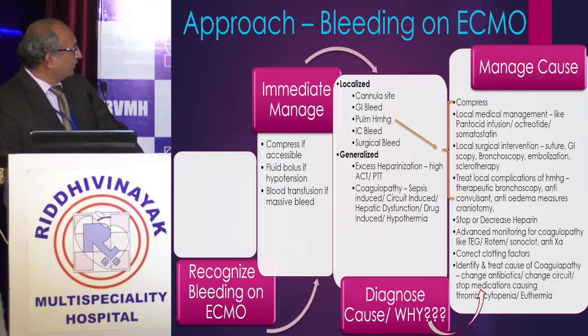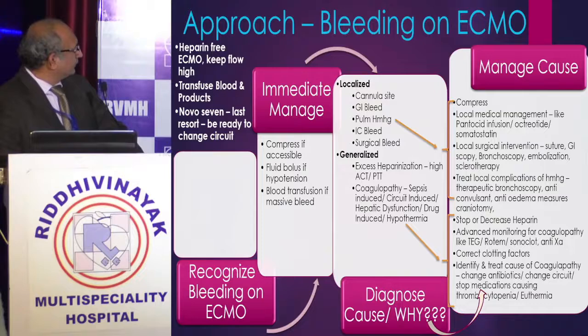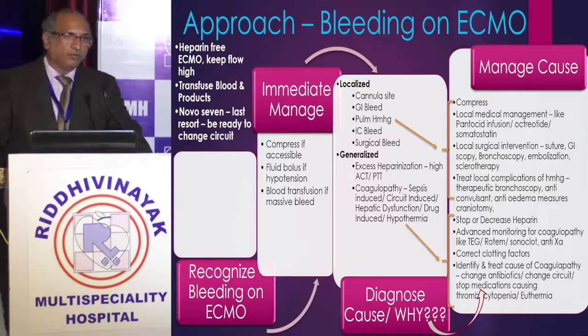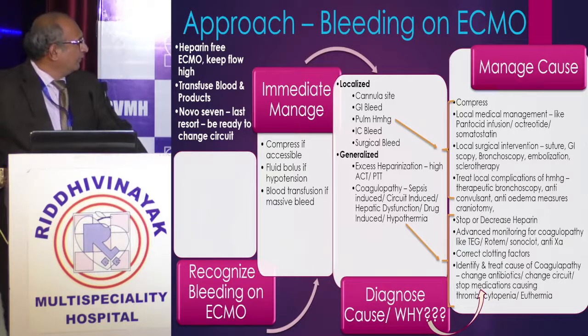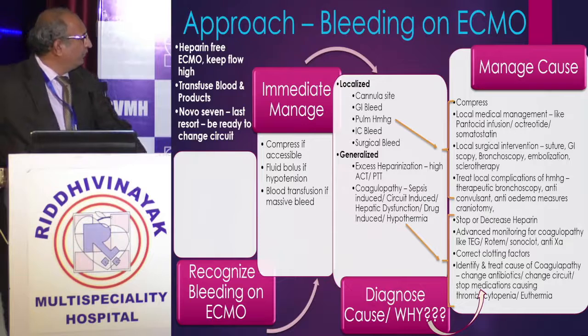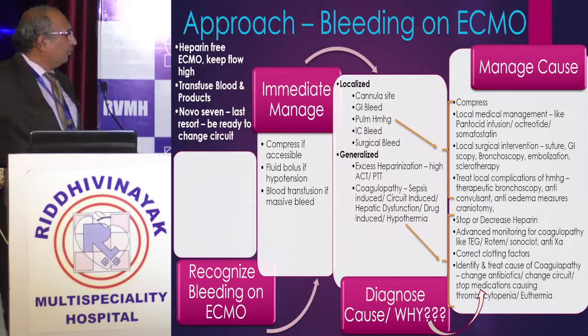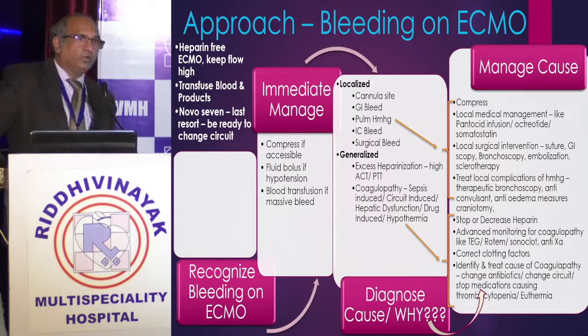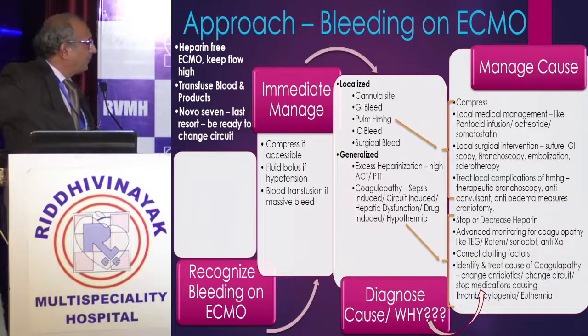If it is just a cannula site, just compress it. If it is local, just give some local medication. If it's a GI bleed, give pantoprazole infusion, octreotide or somatostatin if you need to. Do a local intervention. If it is a cannula site, just take a suture and see whether bleeding stops. If it is pulmonary hemorrhage, do bronchoscopy. If GI bleed, do endoscopy. If required, sclerotherapy or embolization. So whatever needs to be done locally, do local for a local bleed.